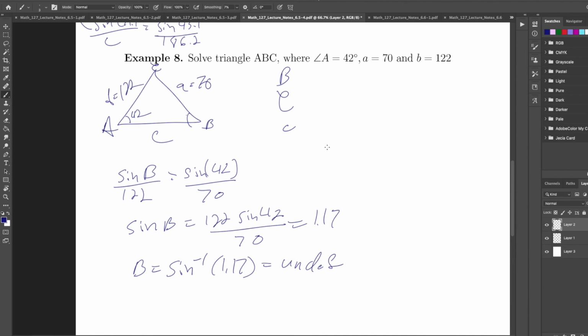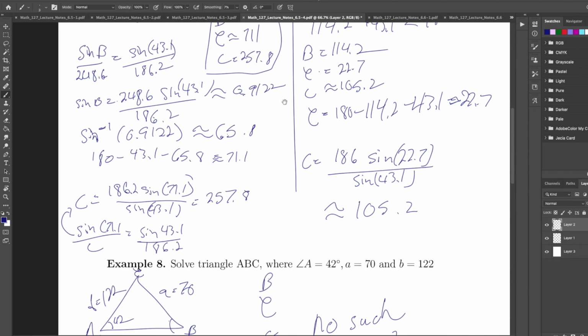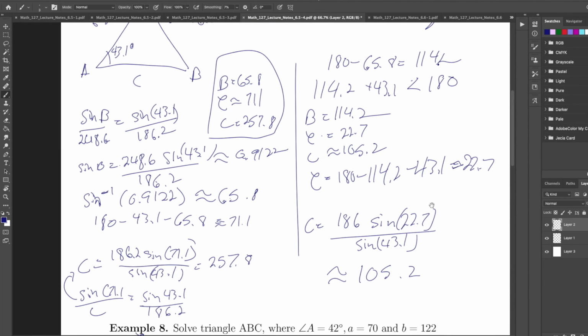What does that really mean? There's no triangle. There's no such triangle here. So we've shown each of the cases. In this case where we know an angle and a side, it can have no such triangle, as we've shown here. There could be two possible ways to build this triangle, as we've shown here.